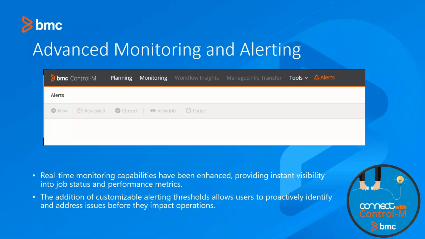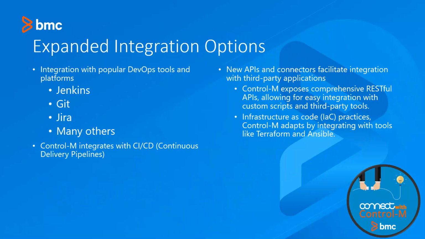Another feature is advanced monitoring and alerting. Control M in 9.0.21.200 has implemented real-time monitoring capabilities, and they've been enhanced, providing instant visibility into job status and performance metrics. The addition of customizable alerting thresholds allows users to proactively identify and address issues before they impact operations. It has also expanded integration options.